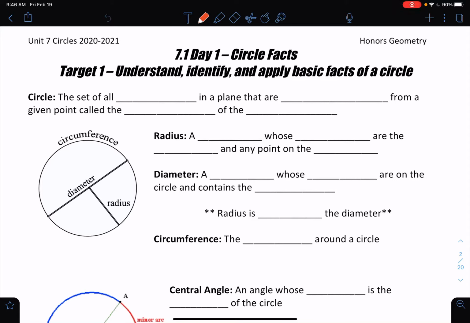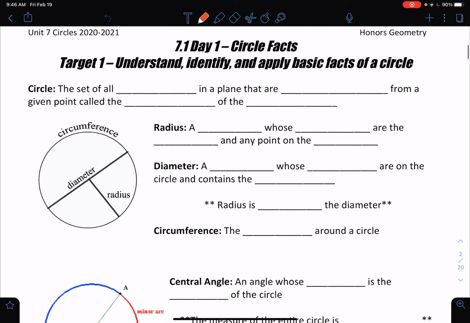Hello everybody, let's go ahead and start talking about circles. So in the first part of this video, we're just going to be going over a bunch of different vocab.